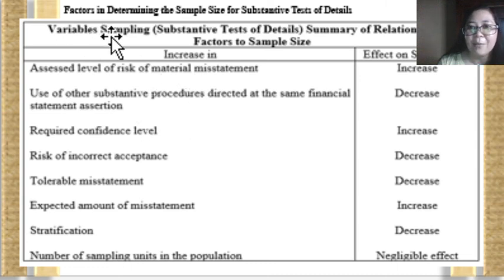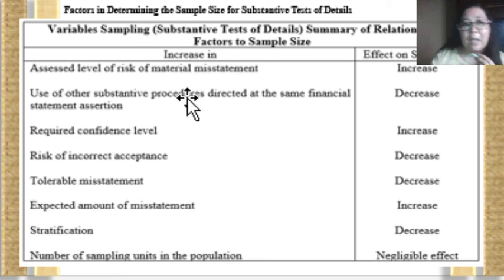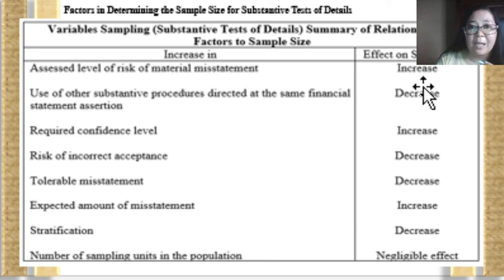Okay, so this is our summary: variable sampling, substantive test, a detailed summary of the relationship and factors to the sample size. What will be the amount of the sample size in each case? If the assessed level of risk of material misstatement increases, meaning the risk of material misstatement is higher, then the auditor should increase his procedures. Therefore, he should also increase his sample size to detect more misstatement.